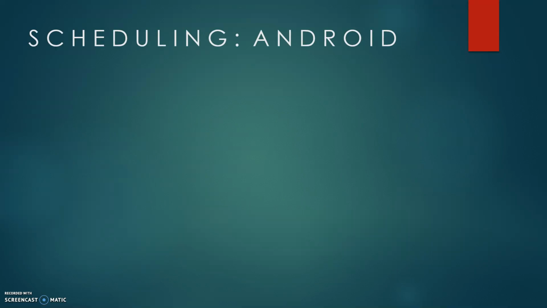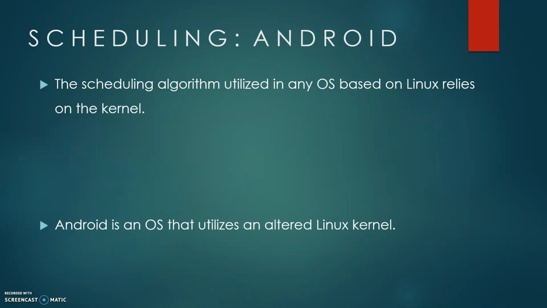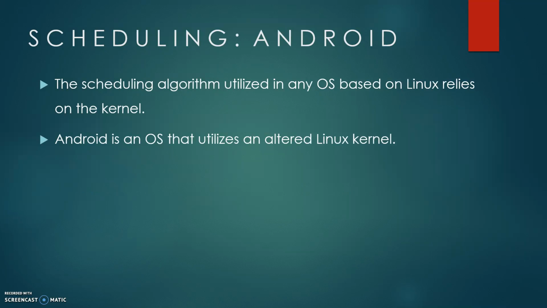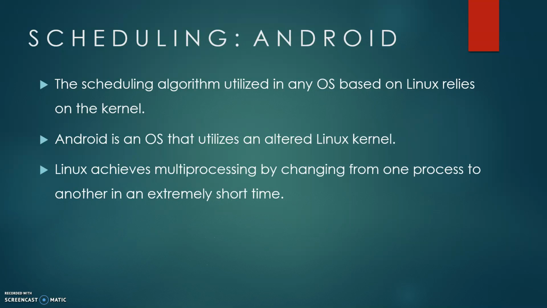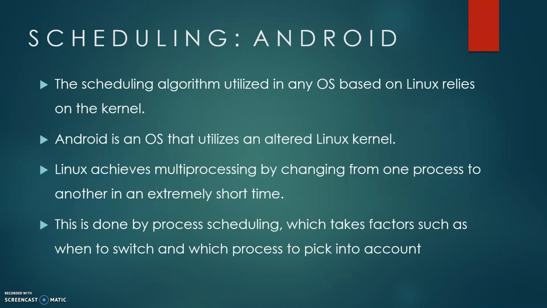Next, in Android, the scheduling algorithm utilized in any OS based on Linux relies on the kernel. Android is an OS that utilizes an altered Linux kernel. Linux achieves multiprocessing by changing from one process to another in an extremely short time. This is done by process scheduling, which takes factors such as when to switch and which process to pick into account.